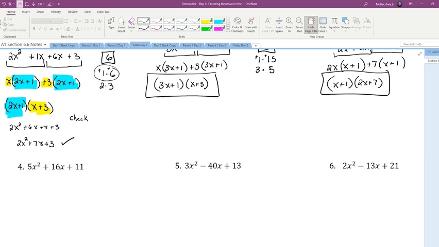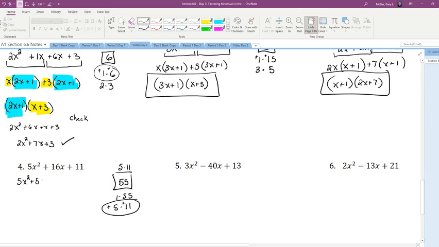All right, number 4, first step, 5 times 11 is 55. 1 and 55. 2, 3, 4, 5, and 11, obviously. And that's it. But good news, we're adding to get 16, and these do. Signs are the same, both positive. 5x squared plus 5x plus 11x plus 11. Rewrite the problem, change the 16 into the 5 and the 11. Factor out a 5 and an x, giving me x plus 1. Factor out an 11, giving me x plus 1, x plus 1, 5x plus 11.